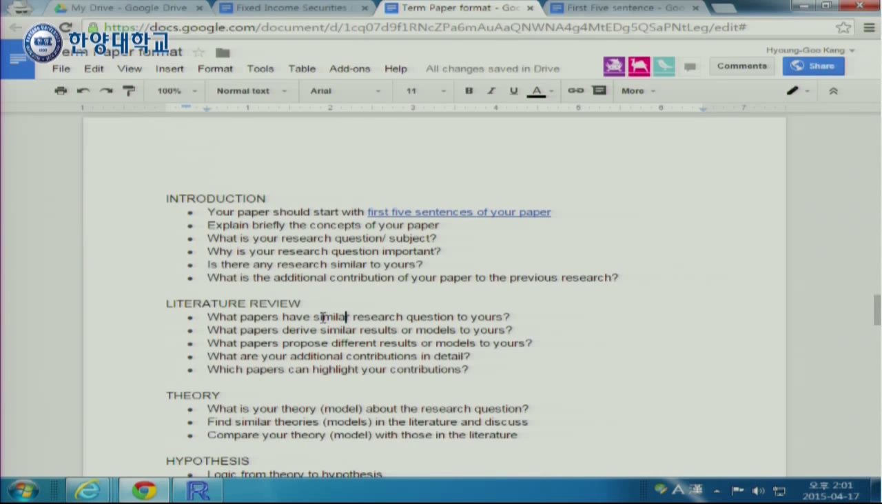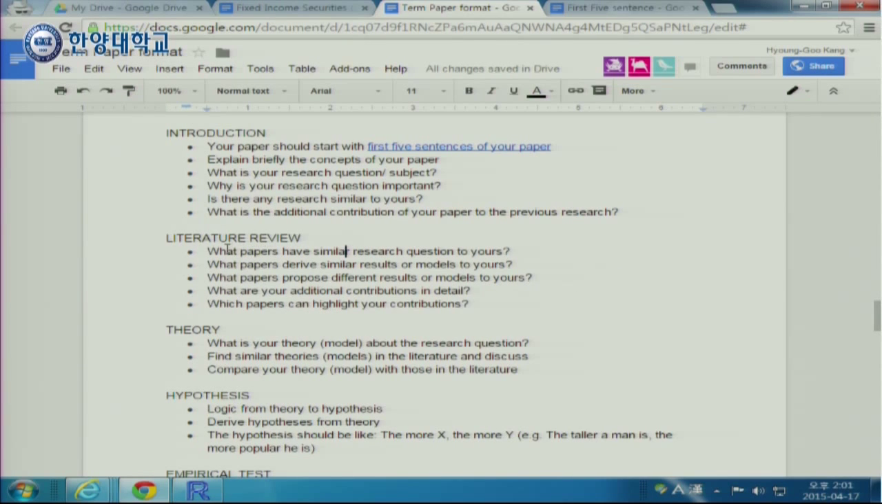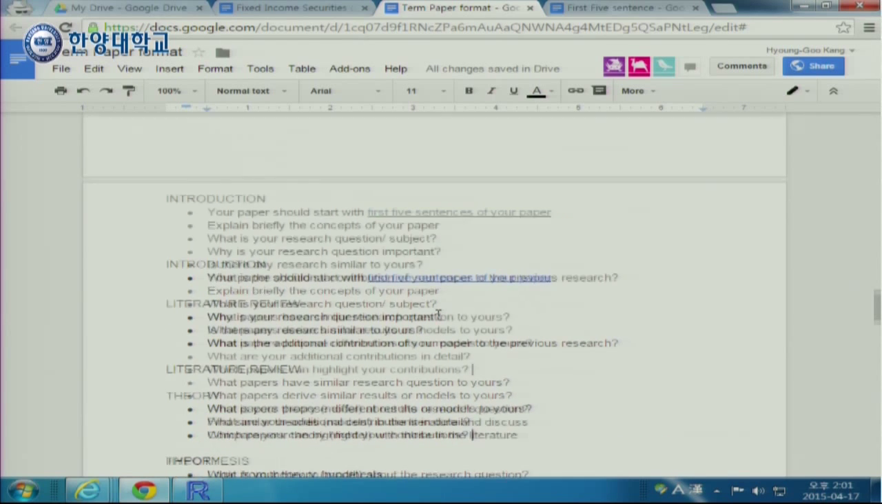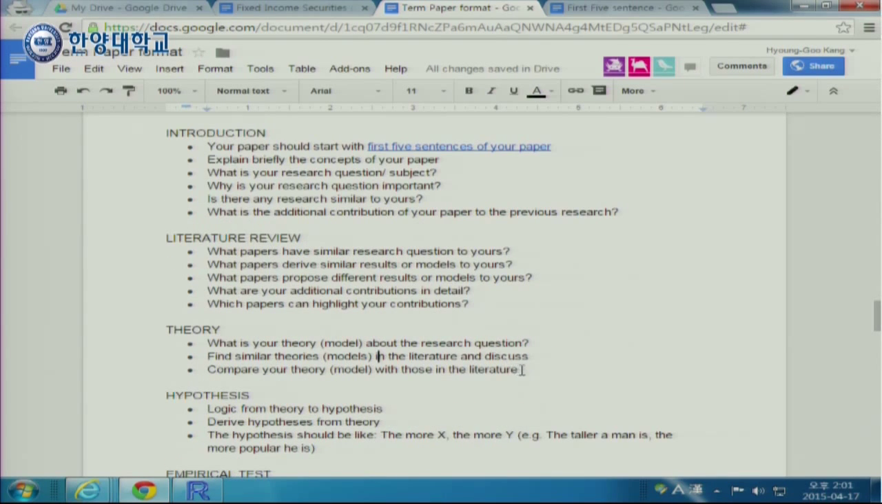Same. And second, you have to write a literature review. What papers have a similar research question to yours? What papers derive a similar result or model to yours? What papers propose a different result or model from yours? What are your additional contributions in detail? Which papers can highlight your contribution? Done. Now it is the third part. From here, now it is different.